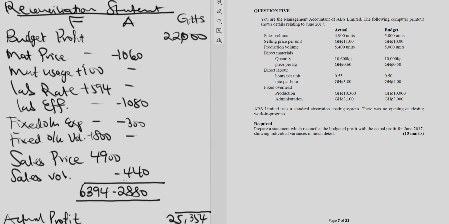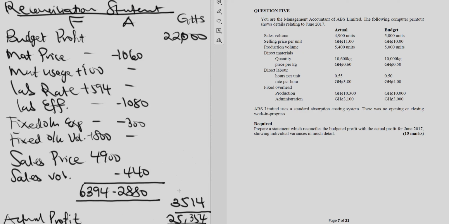Sorry, I got a syntax error. That gives us 3,514. Okay, so if you add the two, that's 22,000 plus 3,514, we get 25,514. It's closer. So I think maybe we might have committed 1 or 2 errors, but the figure is almost the same. I think it's short by hundreds, about 200 and something.